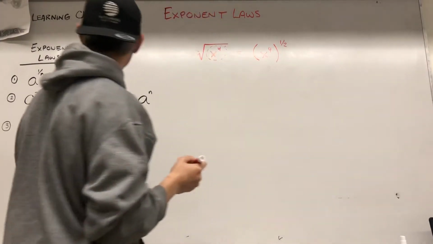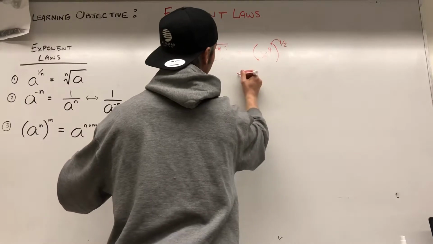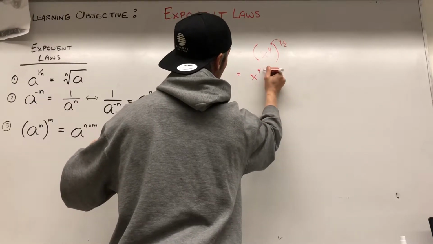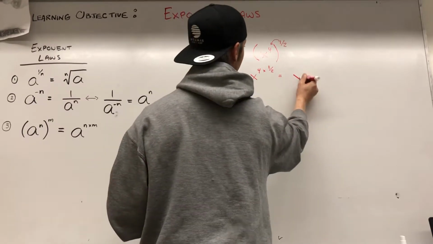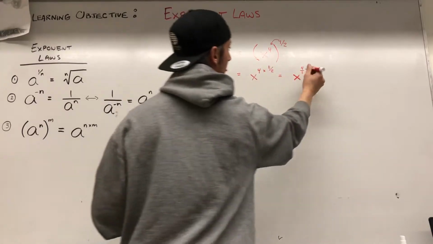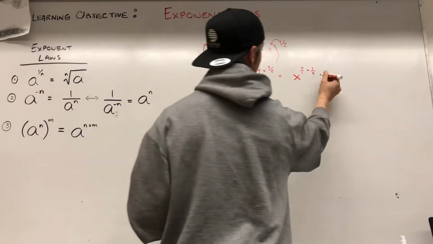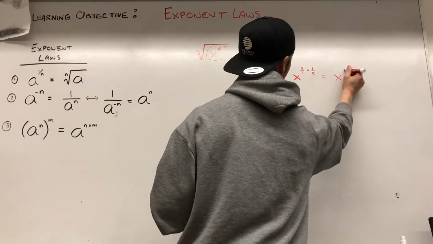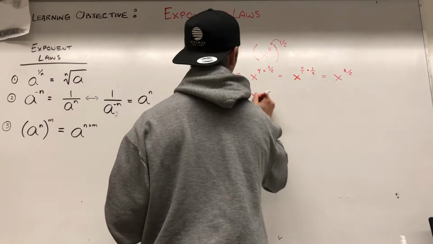And then I can use my power of a power law to multiply these two together. So I get x to the power of 4 times 1/2, which, multiplying fractions, tells me that 4 can be written as 4 over 1, because 4 divided by 1 is 4, times 1/2. I multiply the numerator, I multiply the denominator, and I get x to the power of 4 over 2, which is x squared.